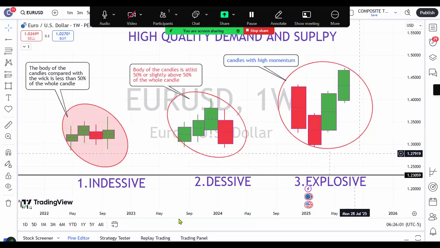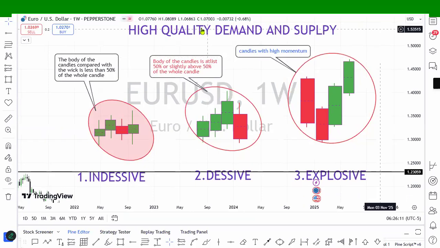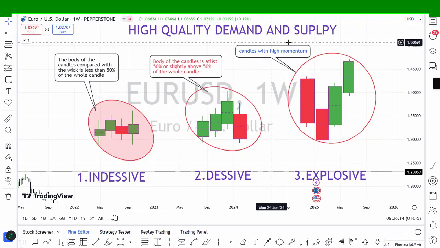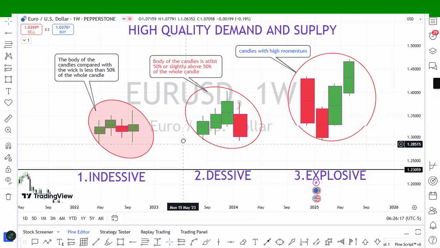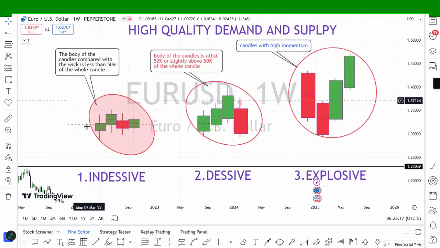Hello guys, so we're going to look at demand and supply, high quality demand and supply zones and how to identify the zones. So here are the things that you should look at whenever you're looking at such levels.